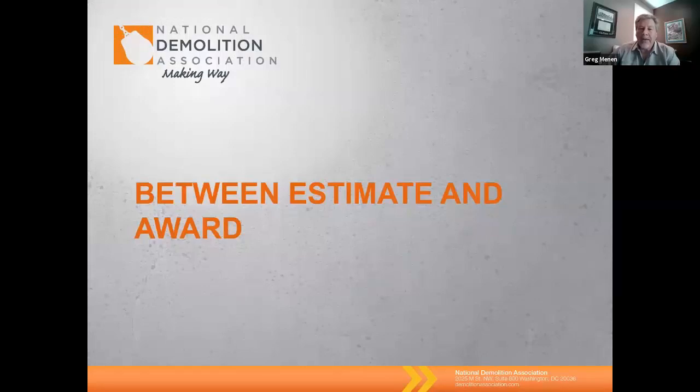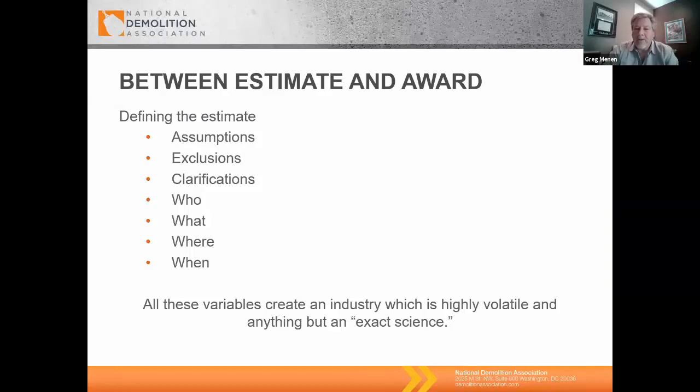So we do get into a little bit of between the estimate and the award. A lot of times people don't think too much about this. This is the time that is actually probably more relevant than anything else right now. We all probably have quite a few estimates out there. I personally have been going through that right now. And we talk about defining the estimate with assumptions, the exclusions, clarifications, who, what, where, and when, okay?